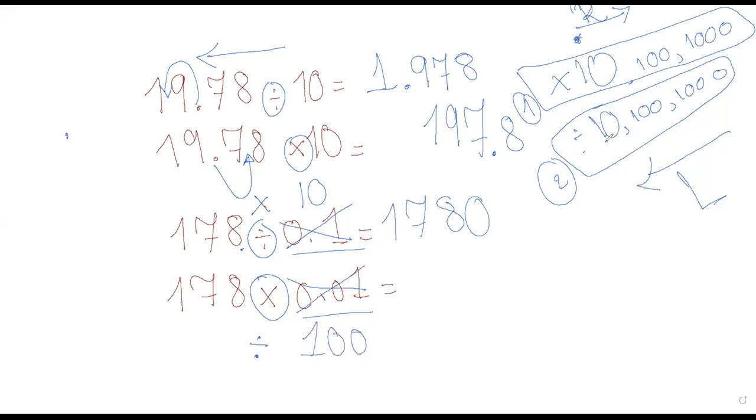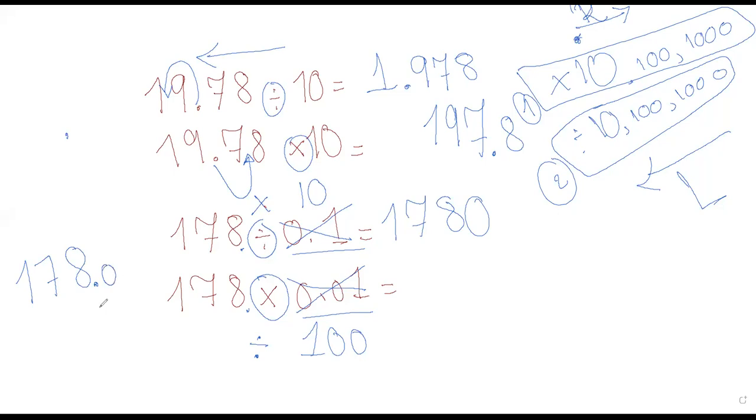So to which side will I move the point? To the left. There is no point. Where should I put it and then move it to the left? Change 178 to a decimal number. Where should I put 0.0? At the end. 0.0 at the end.